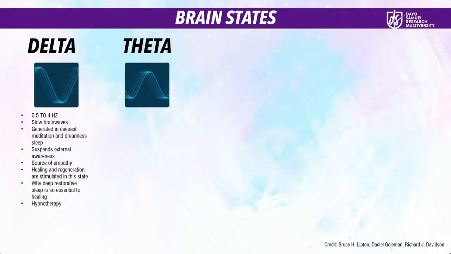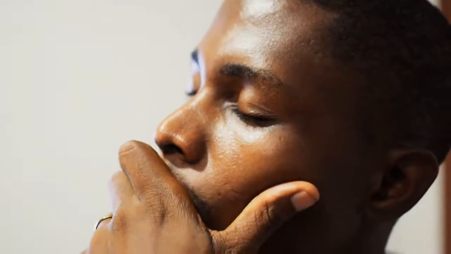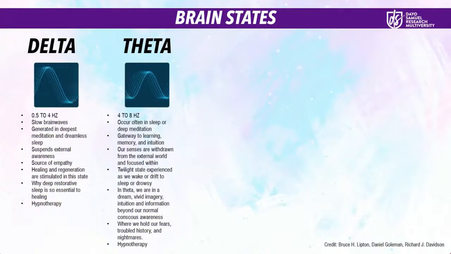Now when we get into theta, theta is the second state, you remember, right? For theta, we are going from 4 hertz to 8 hertz. This is the state that often occurs when you are asleep or in deep meditation. You'll observe that delta is deepest meditation and dreamless sleep, while theta is sleep or deep meditation.